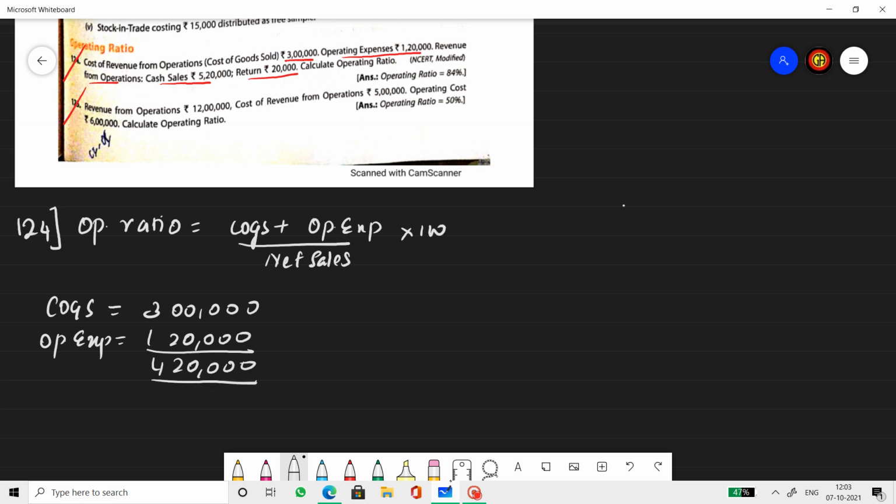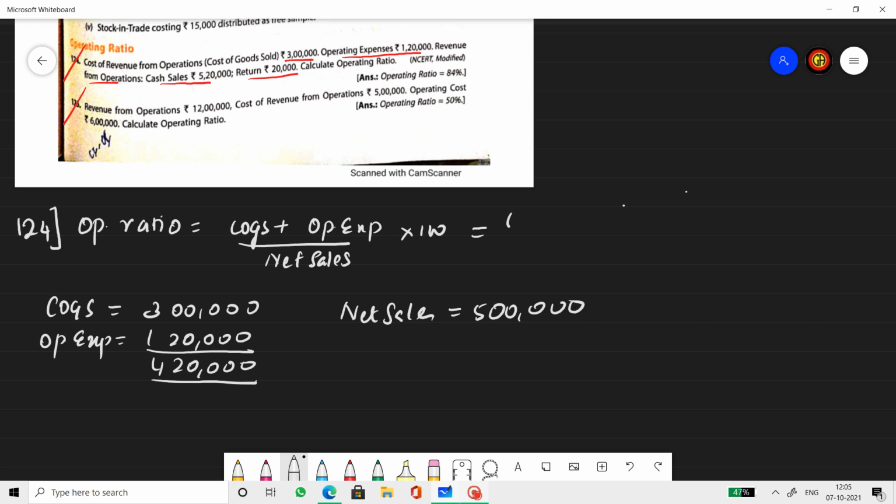Alright. Now, revenue from sales is not the gross sales, but it's the net sales. So net sales is cash sales minus sales return. As you can see in the question, it is given as 5,20,000 and return as 20,000. So therefore, net sales works out to 5 lakh.